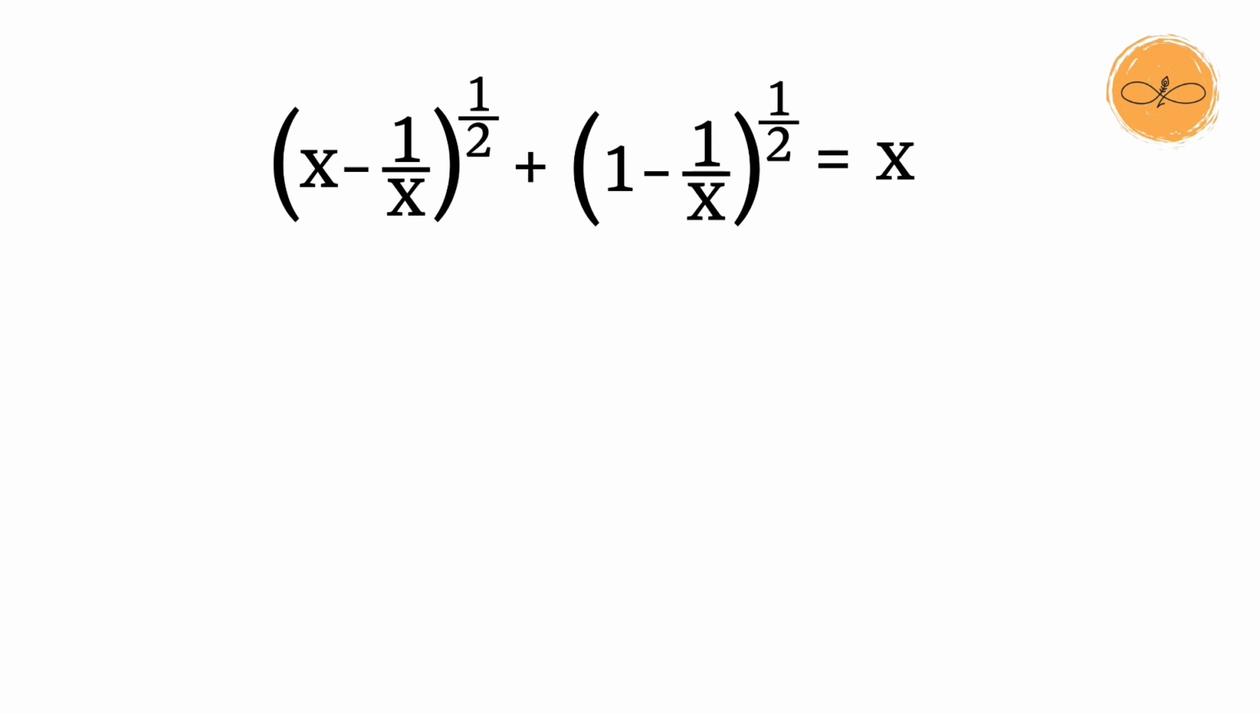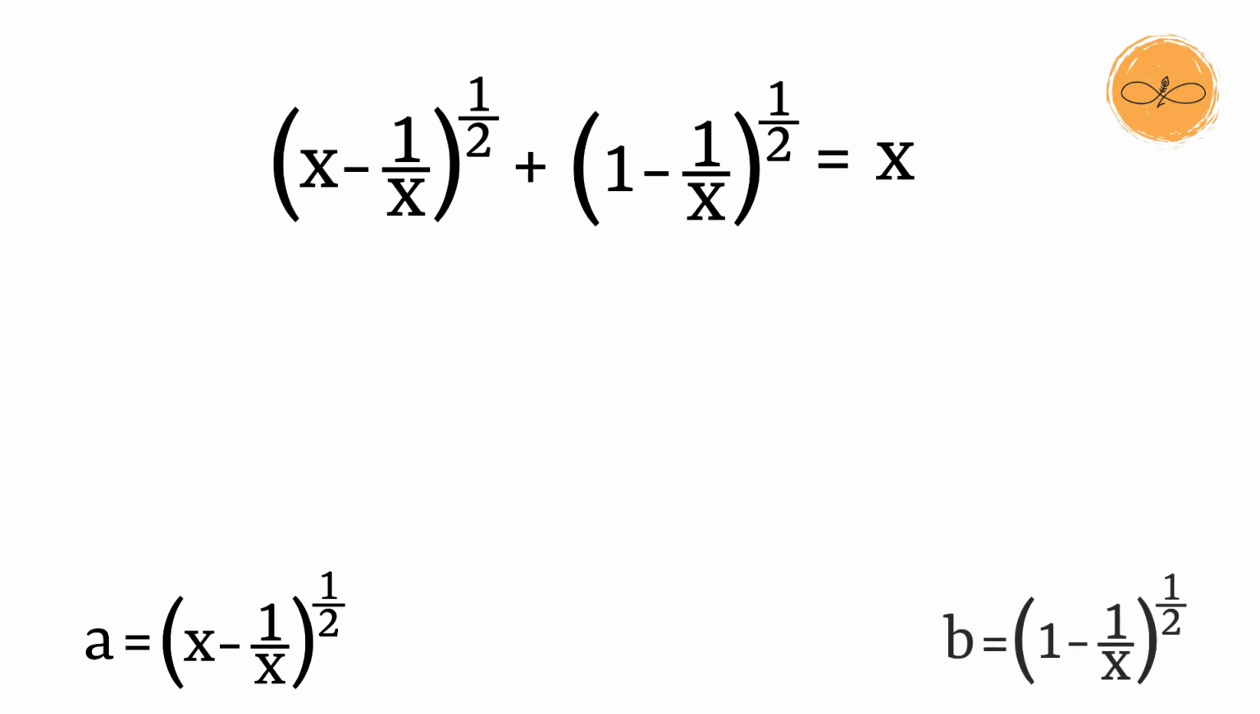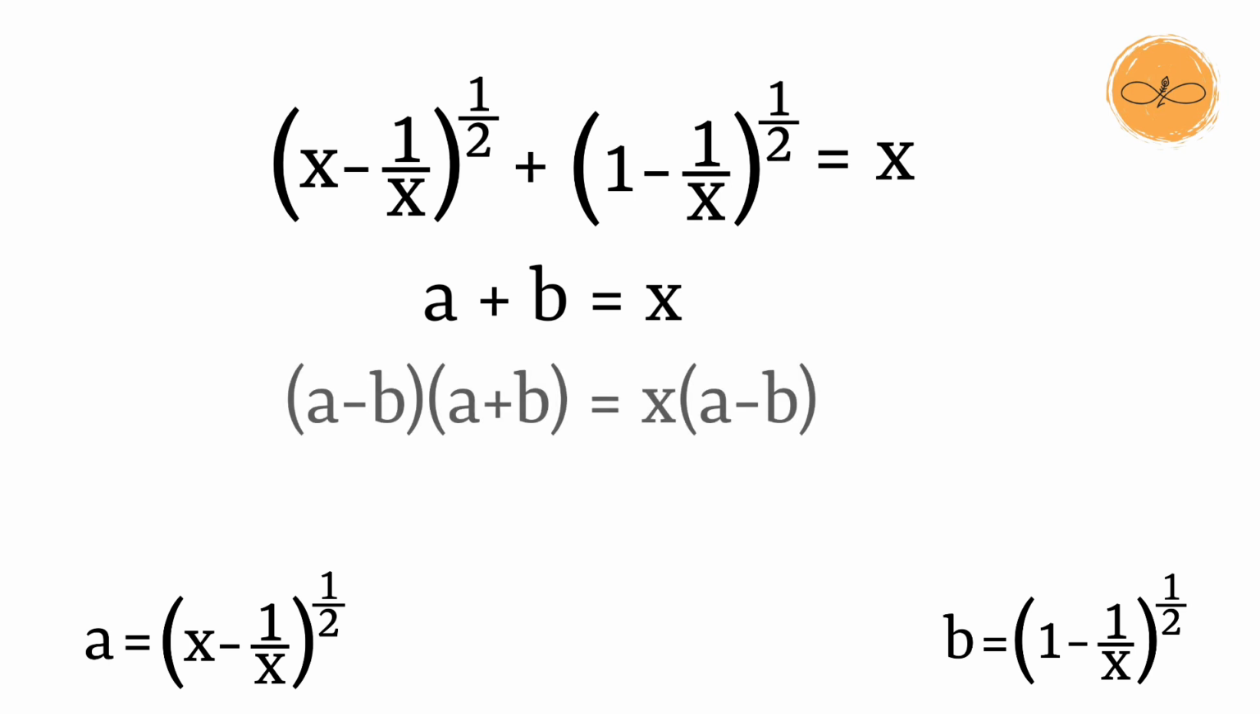We will solve this problem using some clever substitutions. Suppose the first term is equal to a, and the second term is equal to b. The equation then becomes a + b = x. We will multiply both sides of this equation by the quantity (a - b), then the equation simply becomes a² - b² = x(a - b).